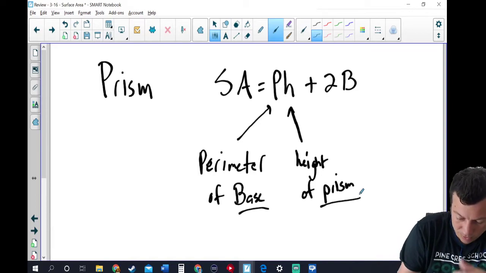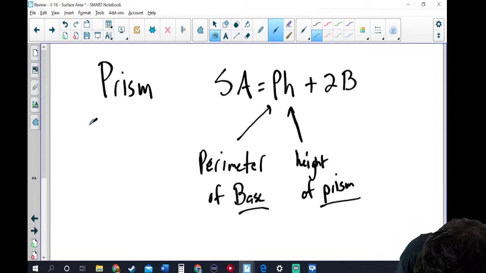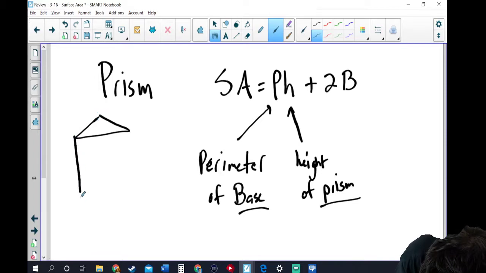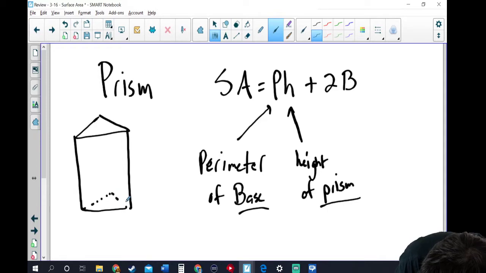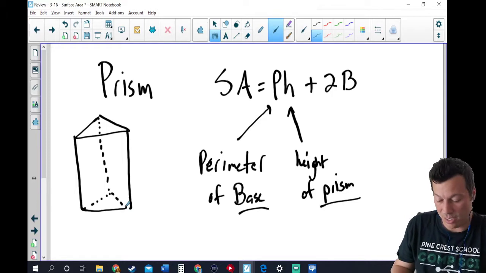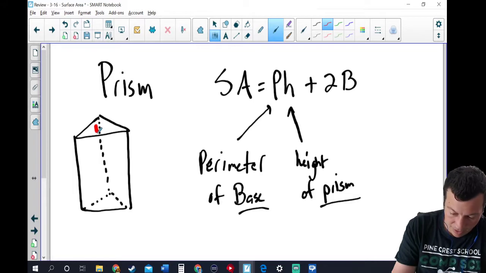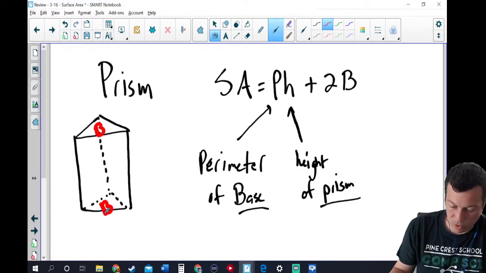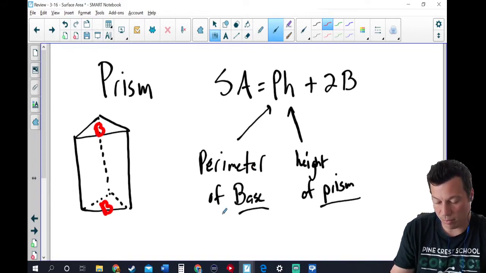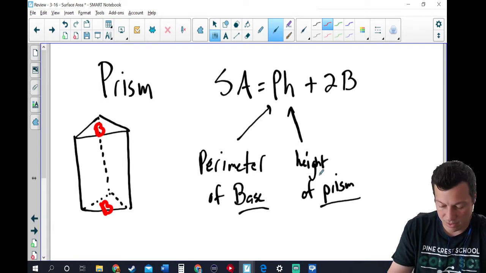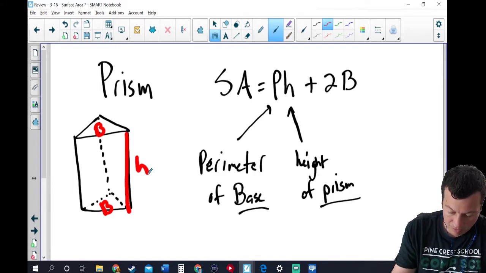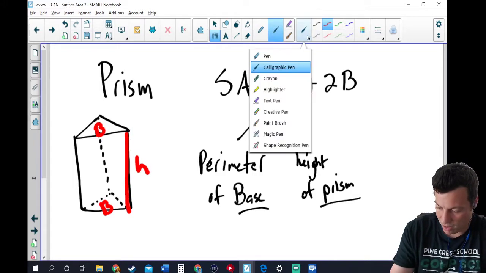So if I had something that was just like, I don't know, a triangular prism here, we would know that the triangles would be our bases. So that's a base and that's a base, and they're both triangles. And so the perimeter of the base would be the perimeter of one of those triangles, of one of the two bases. The height of the prism is the distance from base to base, so that would be like that right there. Okay, so keep that in mind.